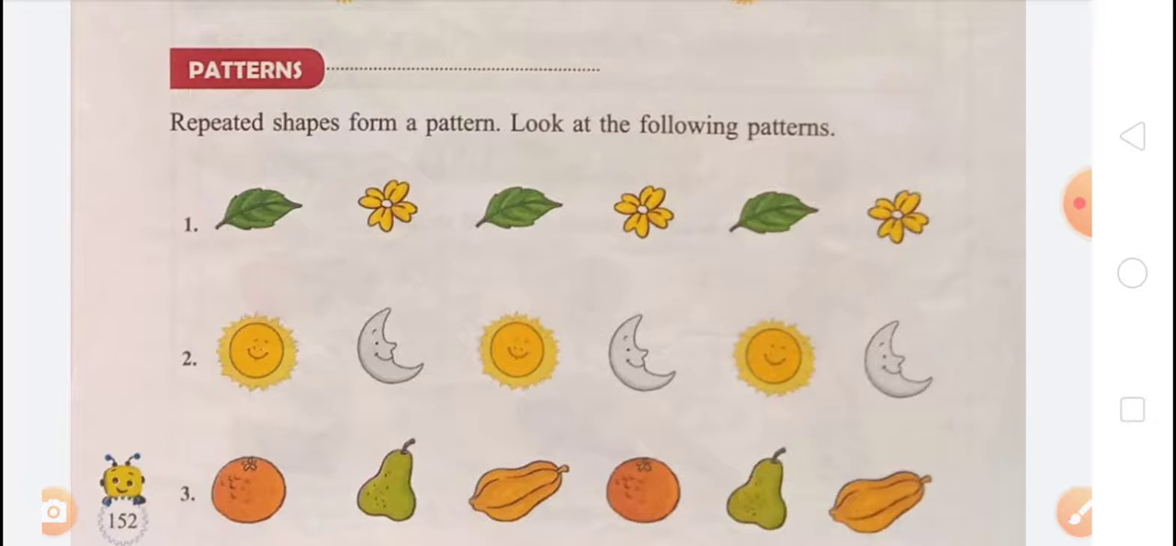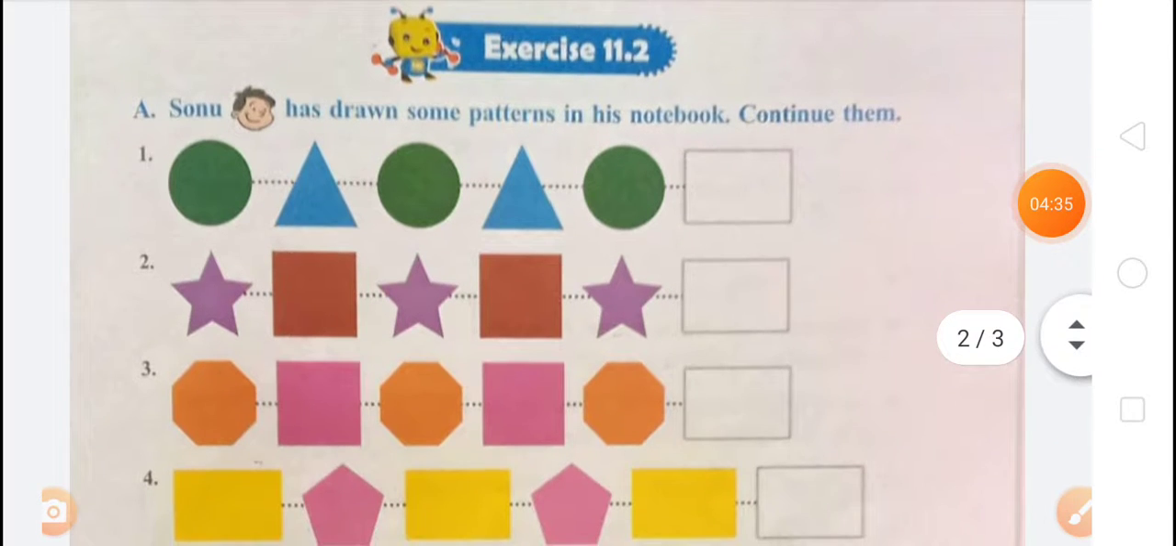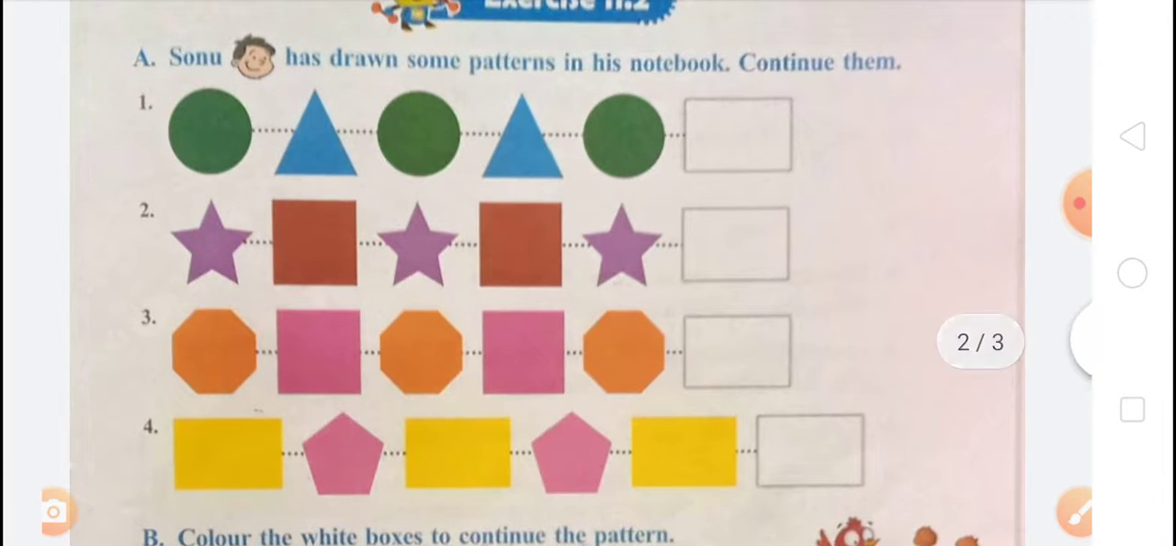Okay, so come on to exercise 11.2. What you have to do? Sonu has drawn some patterns in his notebook. Continue them. There you can see that on first there is a circle, and on second there is a red triangle.